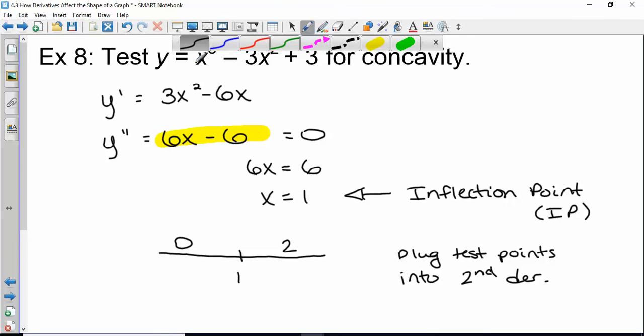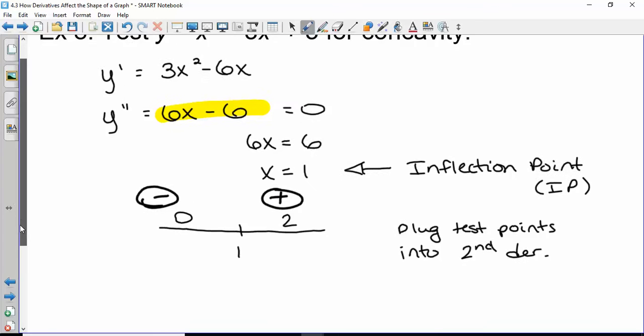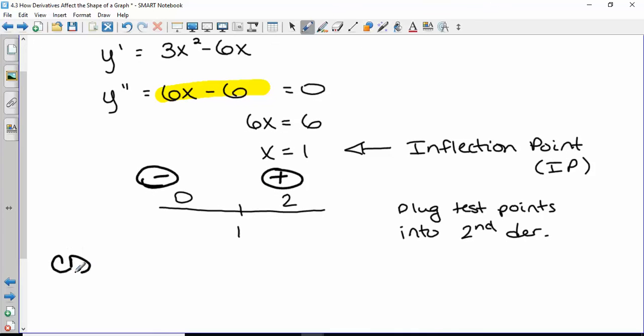If I put in a 0, I get 0 minus 6, which is negative. Put in a 2, 12 minus 6 is positive. So what that tells me is this graph is concave down from negative infinity to 1, and it's concave up from 1 to infinity.